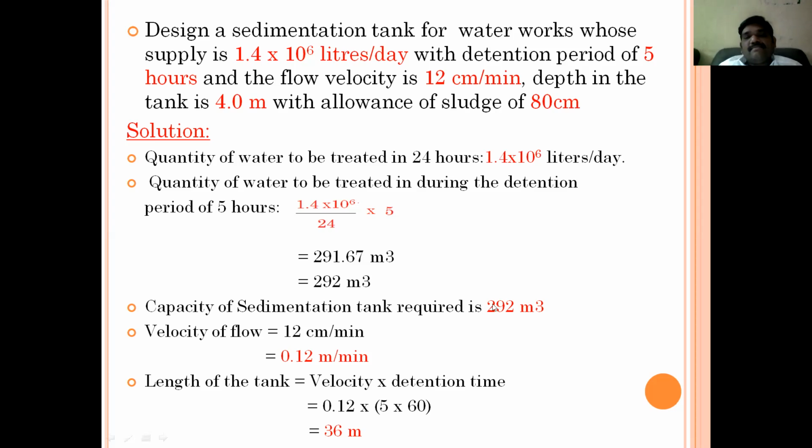How we got the capacity? Simply 1.4 into 10 power 6 by 24 hours, into the detention period of 5 hours. So this is the value we got. To find out the velocity of flow, we are just converting centimeters to meters. To find out the length of the tank, the formula is velocity into detention time, where 0.12 into 5 into 60 minutes. Am I right? 60 minutes per hour, right? So 5 into 60. Now we got the length, that is 36 meters.